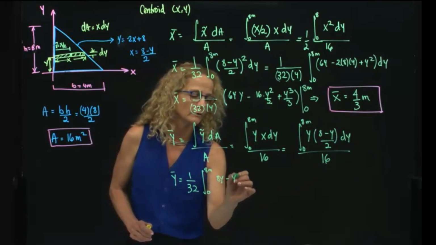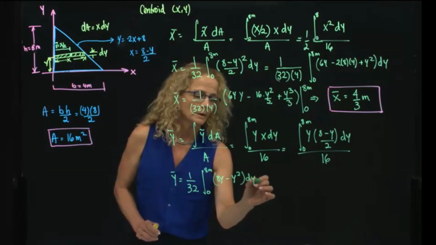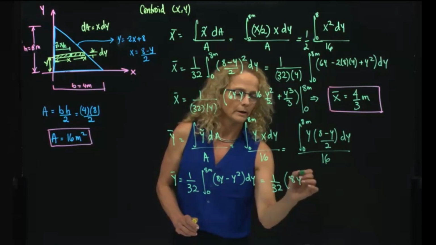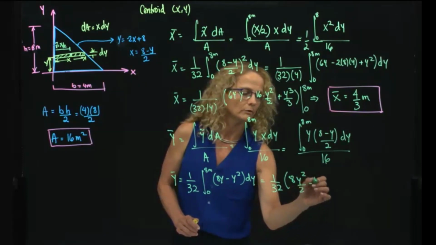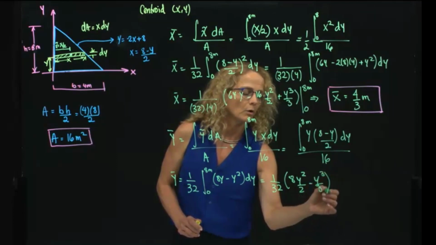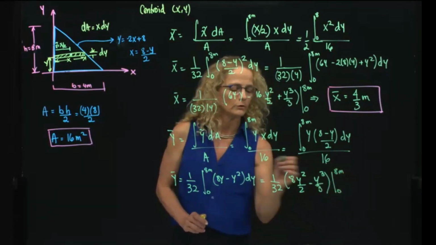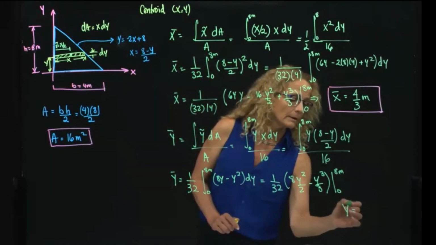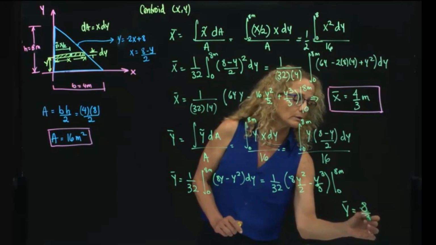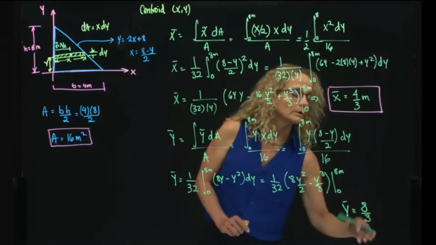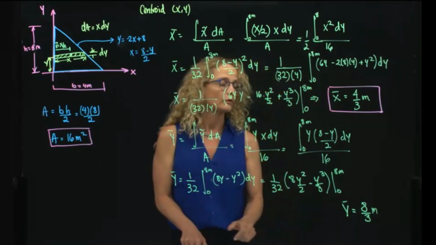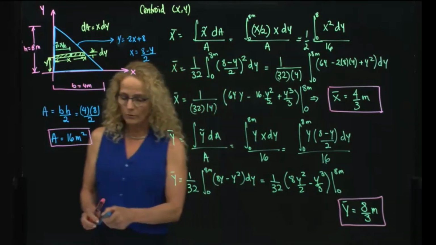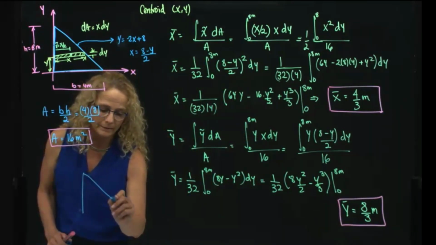Of 8y minus y squared dy, and that's a very easy integral, which is 8y squared over 2 minus y cubed over 3, all evaluated between 0 and 8 meters. When I evaluate that, I will get that y is equal to 8 over 3, which makes sense because it's 1/3 of the height.